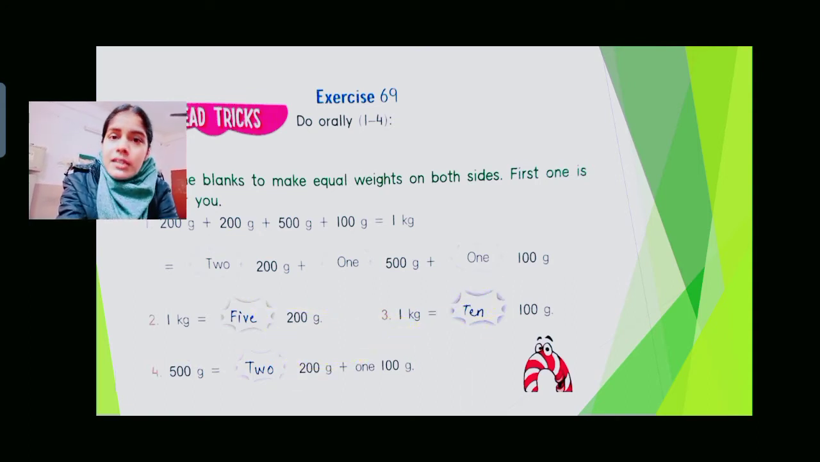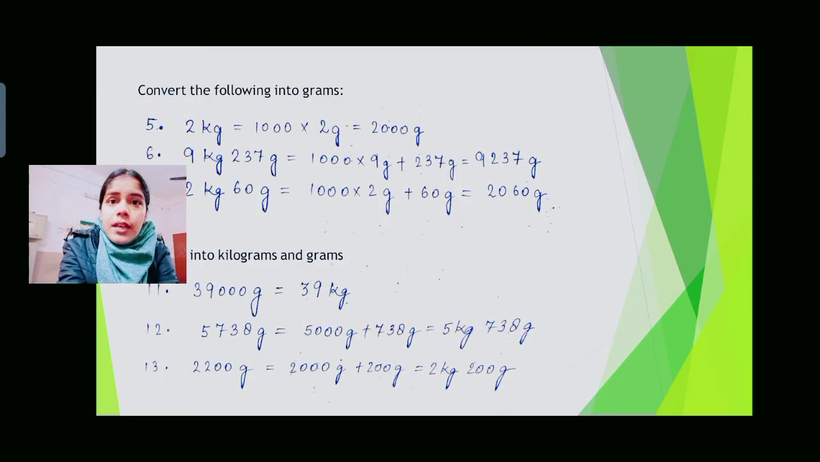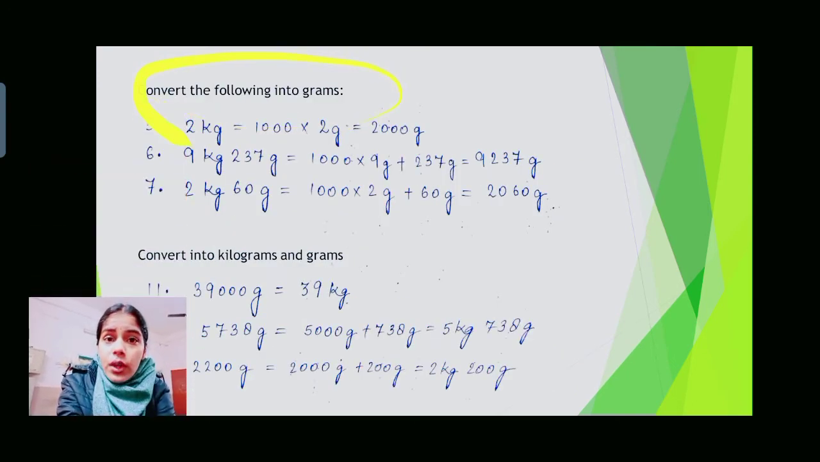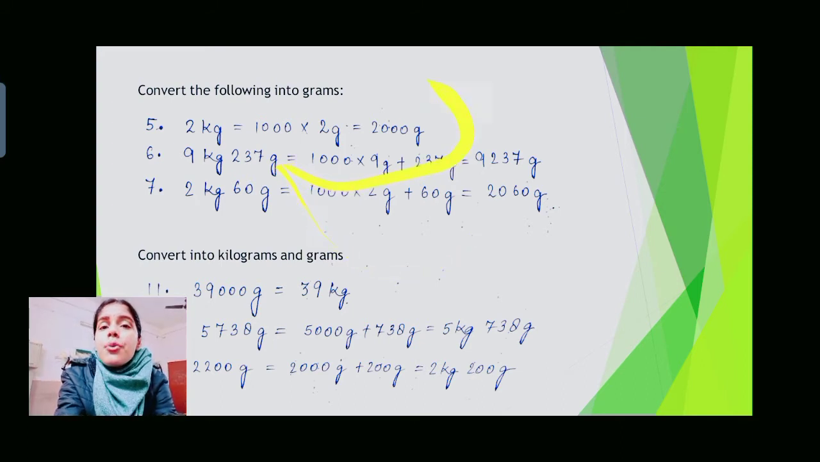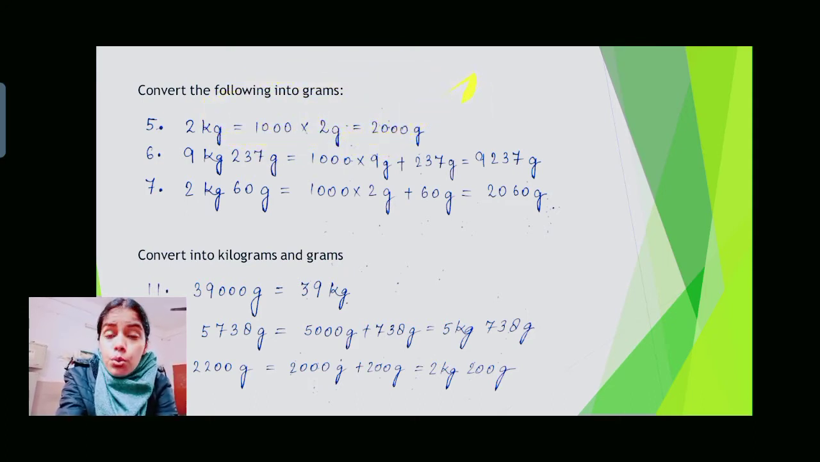Alright class, let's see the second portion now. The second question says: convert the following into grams. If you remember, 1 kg is equal to 1000 gram. So whenever you need to convert kg into gram, you just have to multiply the digit by 1000. Let me repeat: 1 kg is equal to 1000 gram, that means you have to multiply by 1000. Let's read the first question. That is written 2 kg. Class, we know exactly that 1 kg is equal to 1000, then 2 kg multiplied by 1000 is equal to 2000 gram.